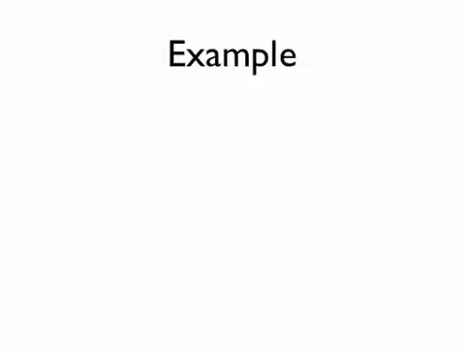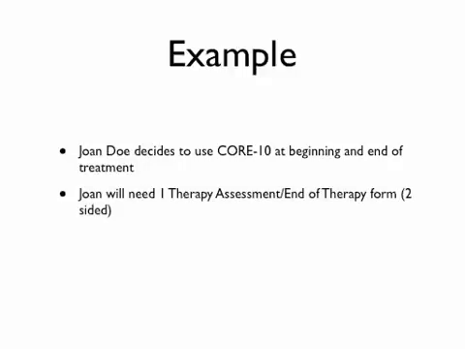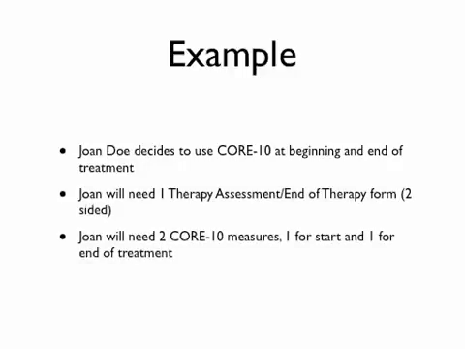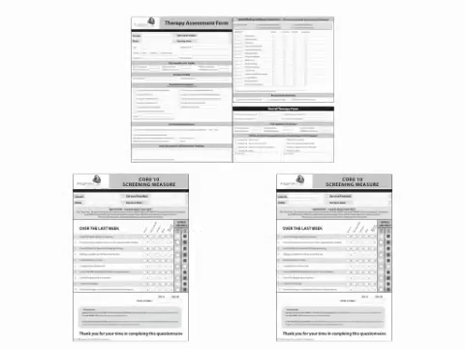So here's an example. Joan Doe decides to use a CORE-10 at beginning and end, and she will need a therapy assessment end of therapy form, 2-sided, 1 piece of paper. Joan will need 2 CORE-10 measures, 1 for start and 1 for the end. So here are the measures that she needs: the therapy assessment form slash end of therapy form, 1 CORE-10 measure for the beginning and 1 CORE-10 for the end. The client fills in the measures at the start of treatment. Joan looks at the answers and scores the measures.